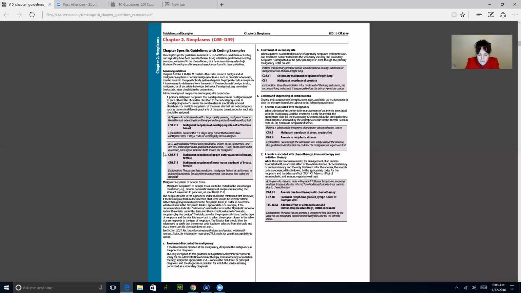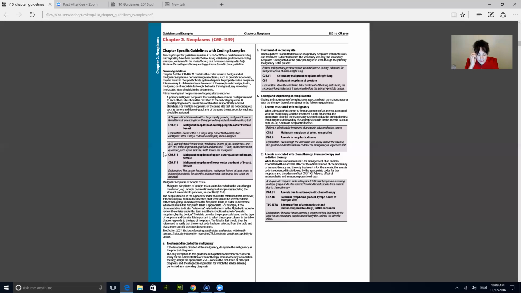For example, if the documentation indicates adenoma, refer to the term in the alphabetic index to review the entries under this term and the instructional note to see also neoplasm, by site. It's important to select the proper column in the table that corresponds with the type of neoplasm. The tabular list should then be referenced to verify that the correct code has been selected from the table and that a more specific site code does not exist.